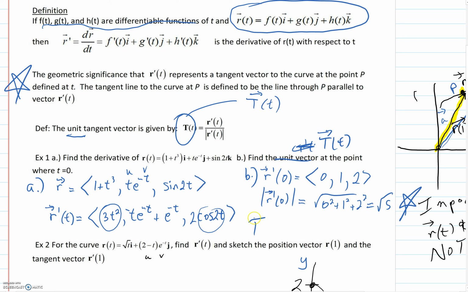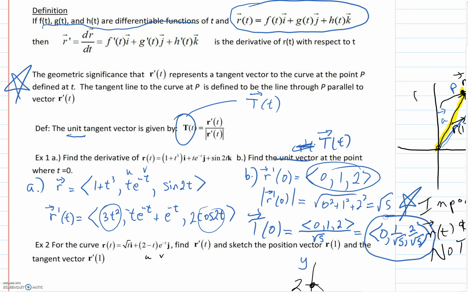So when we're finding the unit tangent vector T, we could take this component, 0, 1, 2, and say, you know what, we're going to divide by that length of radical 5. And what are we left with? Well, 0 divided by radical 5 is just a 0. Here we get 1 over radical 5. Then we get 2 over radical 5 right here. And we are done.